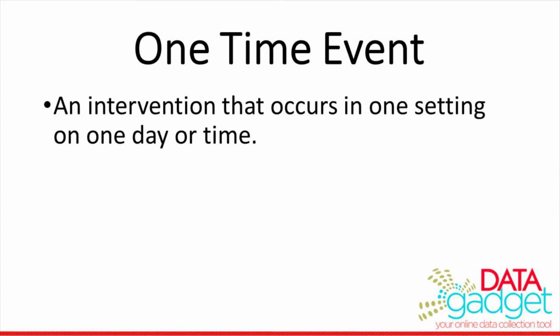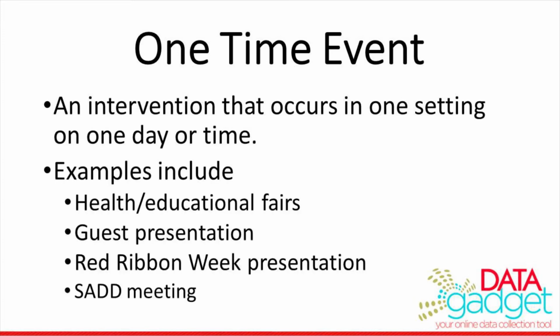A one-time event is an intervention that occurs in one setting on one day or time. Examples include health and educational fairs, guest presentations like a school-wide assembly, Red Ribbon Week presentations, or a SAD meeting. So hopefully we feel a little more clear on the differences between a one-time event and an ongoing event.